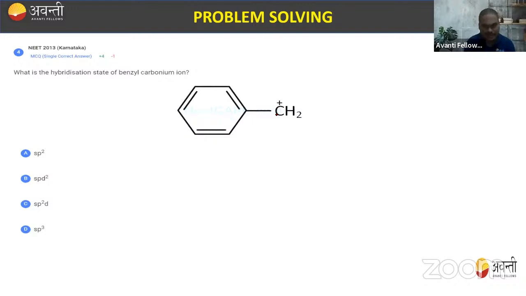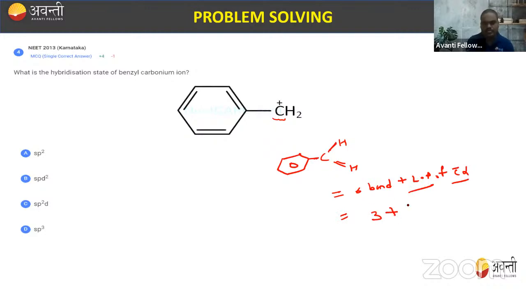So here we need to find the hybridization of this carbon atom. For this we know that this carbon is attached to two hydrogens and the benzene ring. Hybridization is nothing but the number of sigma bonds plus lone pairs of electrons. So here we have 1, 2 and 3, only 3 sigma bonds and 0 lone pairs of electrons, so the hybridization comes out to be sp2.